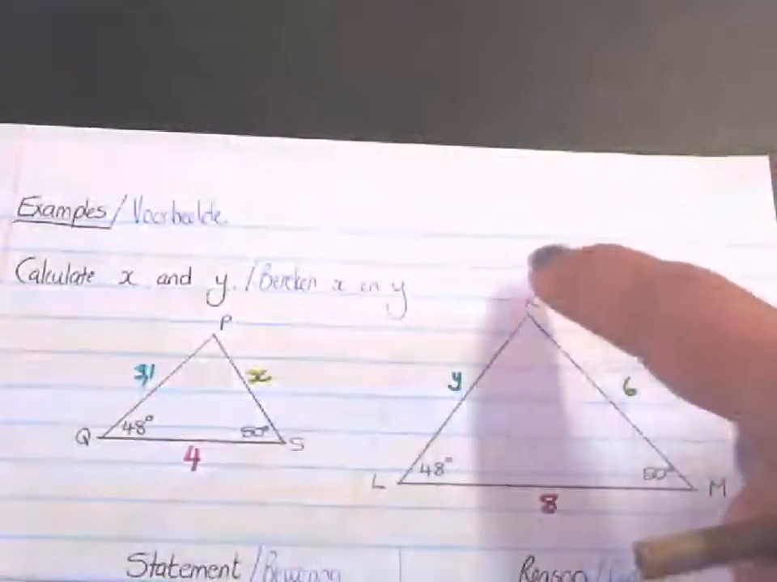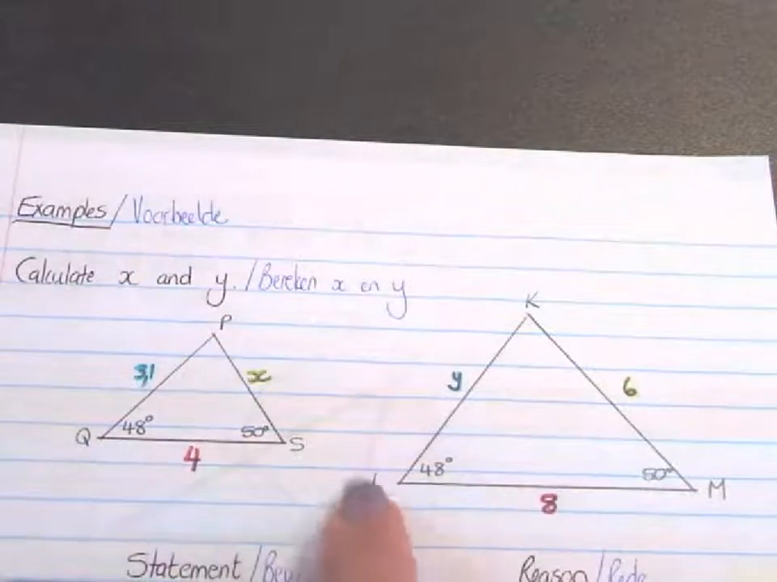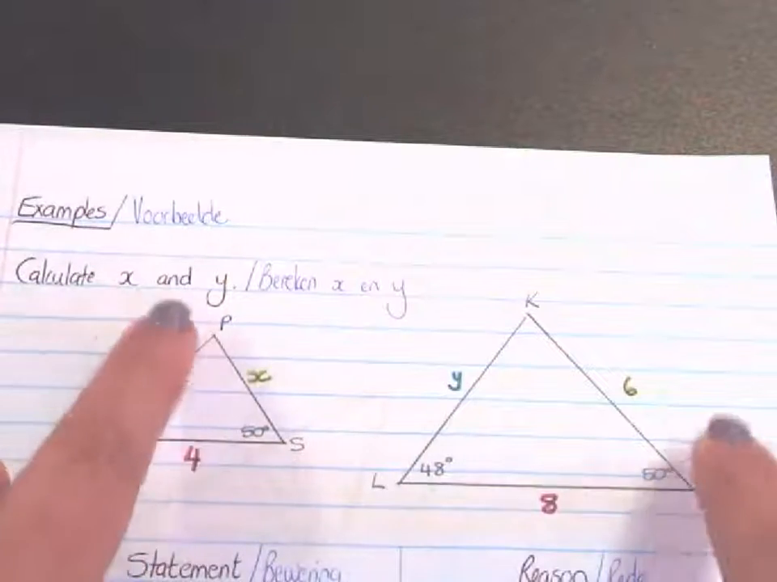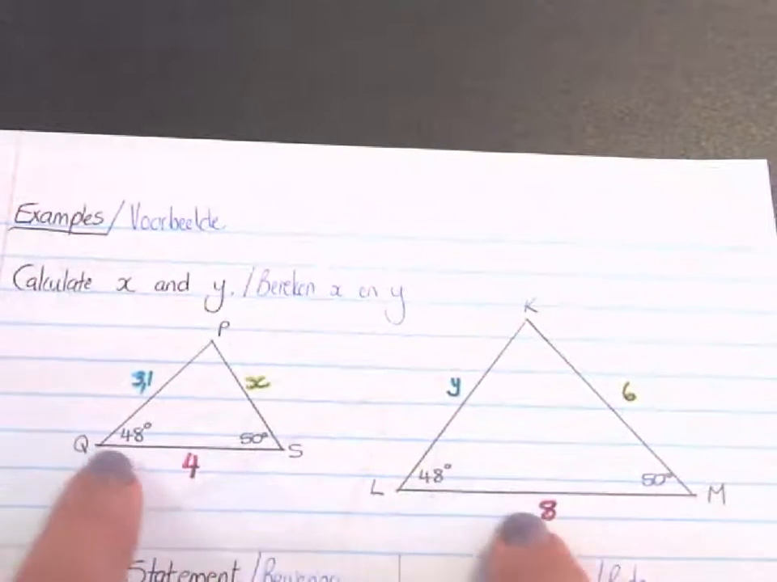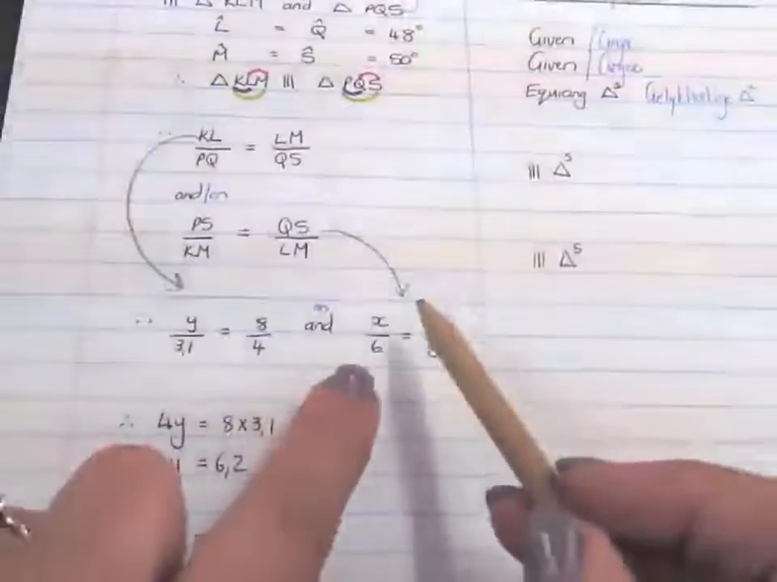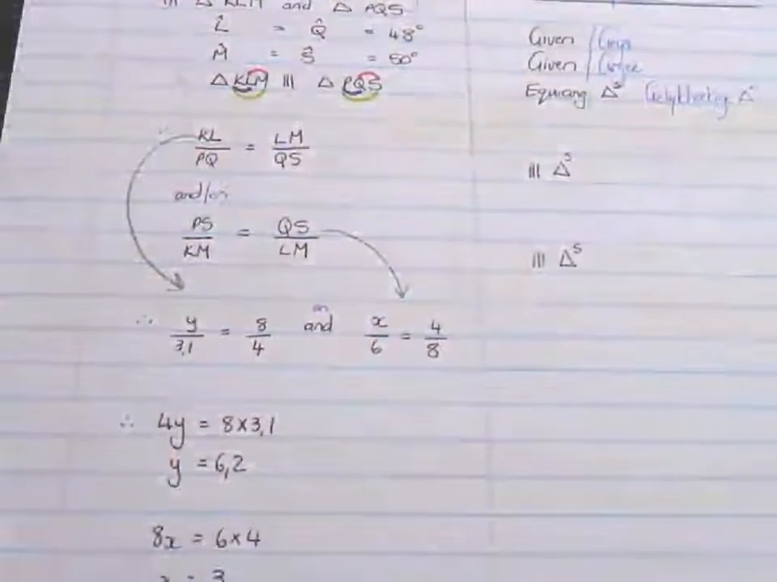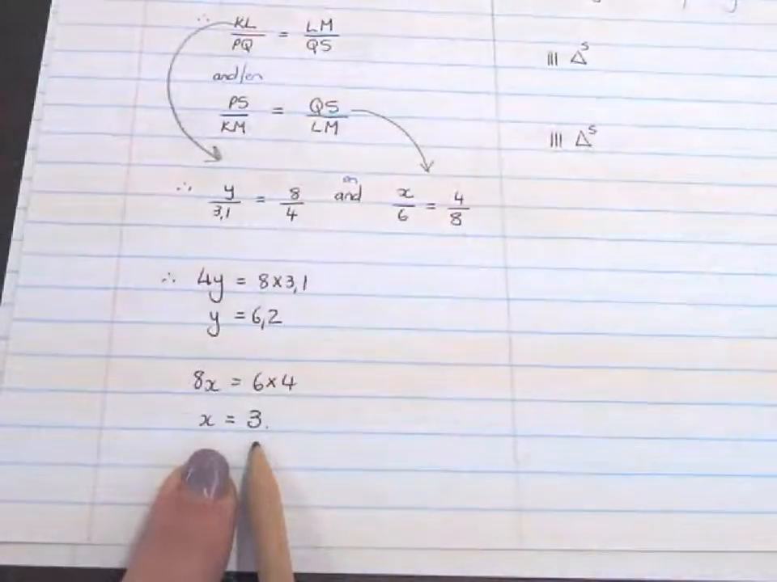PS over KM is the same as QS over LM, because there's my variable, so I use the same side and these two sides are known. You substitute the values, cross multiply, and then you get x equals 3. Are there any questions so far?